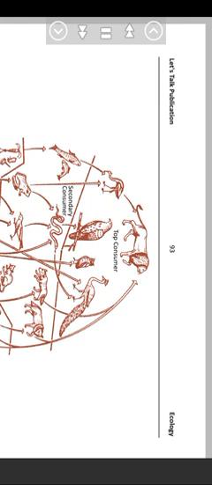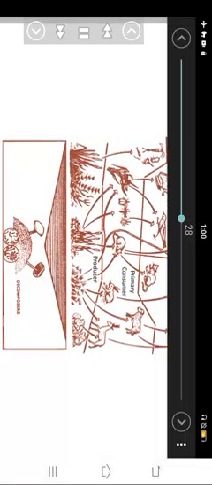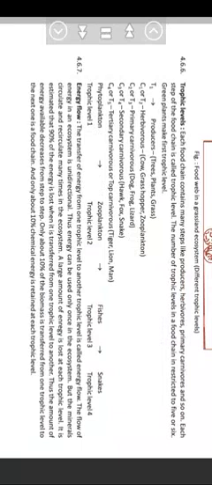Trophic levels. Each food chain contains many steps like producers, herbivores, primary carnivores and so on. Each step of a food chain is called trophic level. The number of trophic levels in a food chain is restricted to 5 or 6. Green plants make the first trophic level.